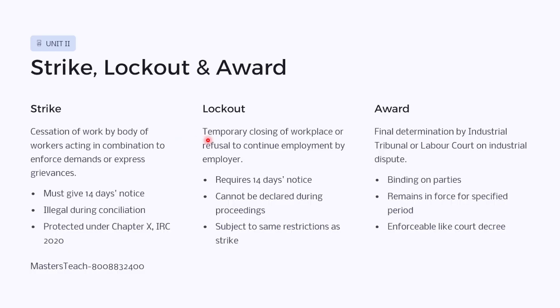What is a lockout? Temporary closing of a workplace or refusal to continue employment by the employer. It requires 14 days notice, cannot be declared during proceedings, and is subject to the same restrictions as a strike. Award: final determination by an industrial tribunal or labor court on an industrial dispute. It is binding on parties, remains in force for a specified period, and is enforceable like a court decree.